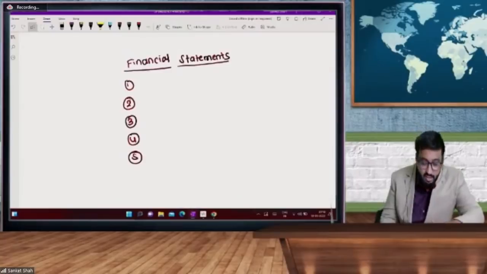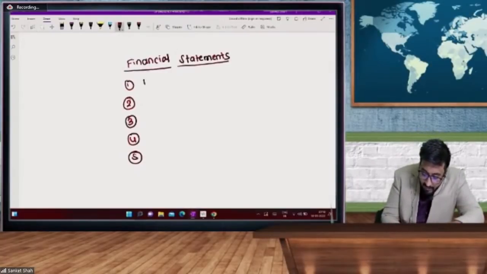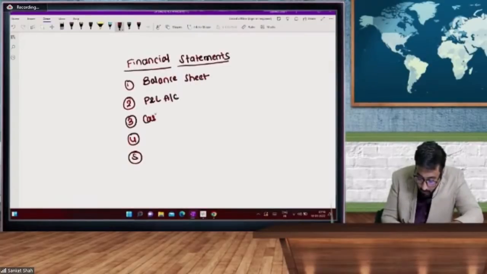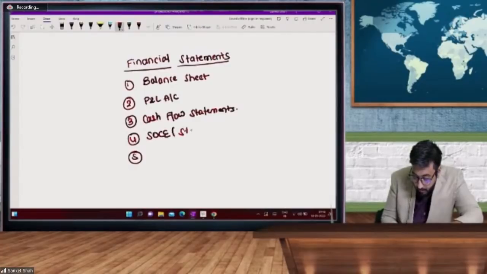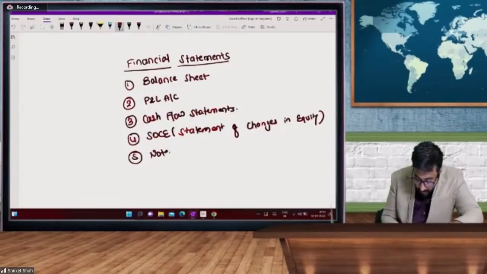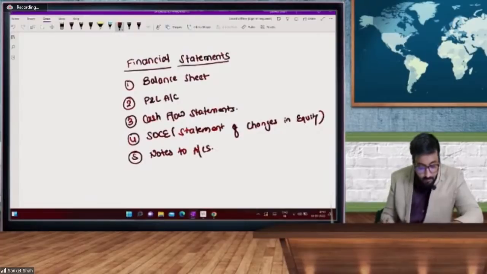Okay, so financial statements. What are financial statements? Write down: balance sheet, profit and loss account, cash flow statements, then statement of changes in equity, and notes to accounts.